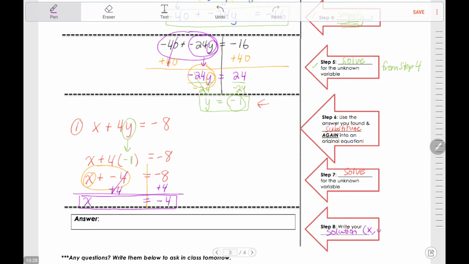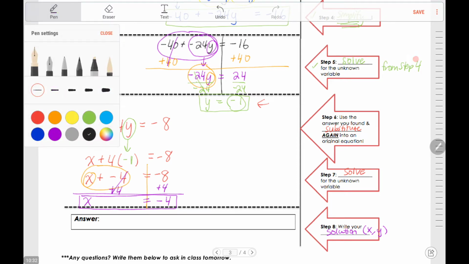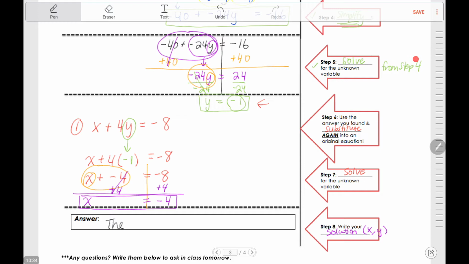Remember, the solution is an xy coordinate. So let's write our sentence. The solution to this system is, and then my x was equal to negative 4, and my y was equal to negative 1, right, as we see here. So I would write that on top first so that you know that the coordinate is then negative 4 comma negative 1.